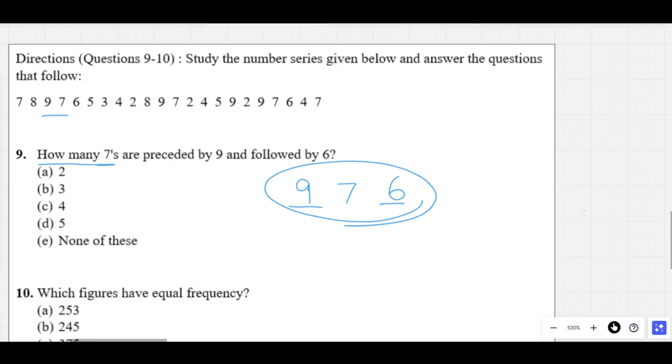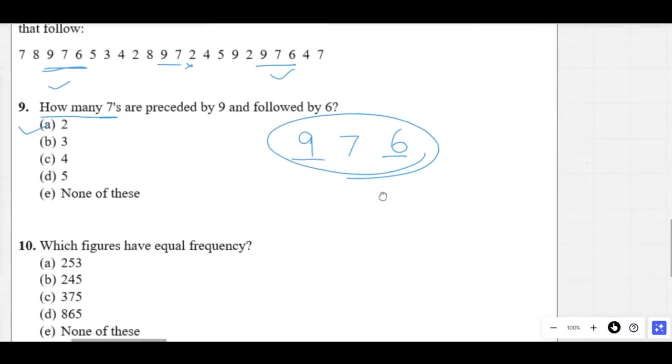Let's go. There's 1976 here. There is 197, but there is no 6 here. And there's 1976 here. We have 2976, so our answer is 2. Okay, let's solve another question now, shall we?